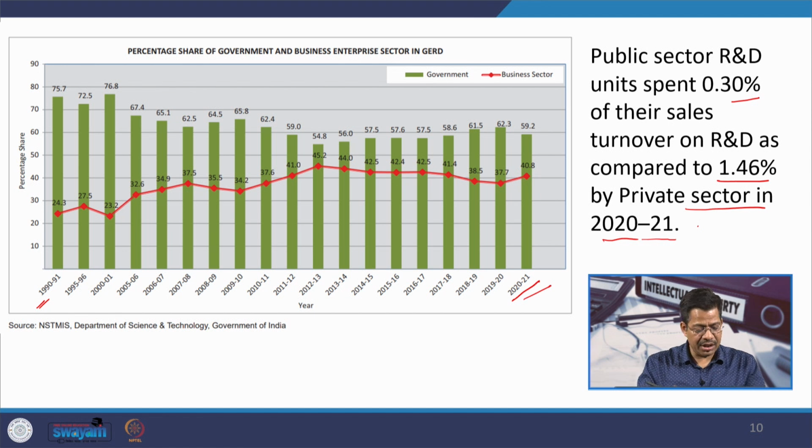You see in this particular graph that from 1991 to 2021-22, between the government sector and the business enterprises sector in our country, the government sector is spending 60% and the private sector is spending 40%. So, this is the government and this is the business sector.